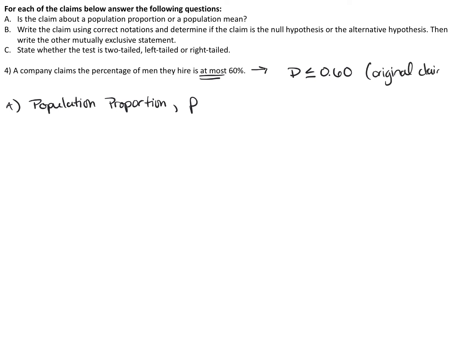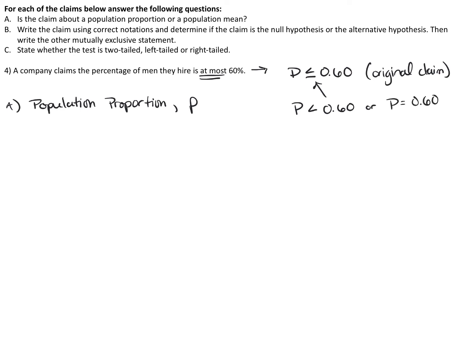Now, notice that this is the first time where we see an example where the original claim contains the less than or equal sign. So this is not a mutually exclusive statement. So what we have to do is break this down into two mutually exclusive statements: P less than 0.60, okay, or P is equal to 0.60. And again, this is still the original claim.